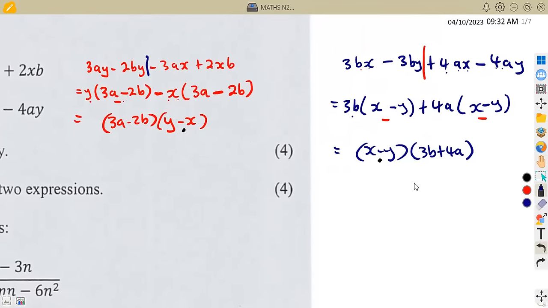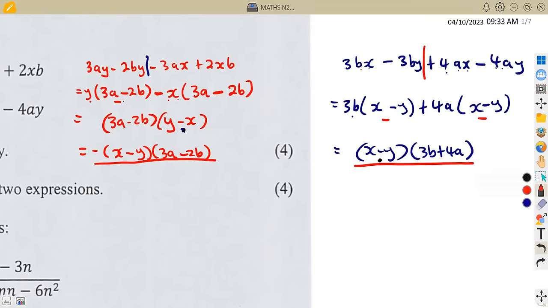So I prefer to write this as x minus y. How can I write this as x minus y? I simply factor out a negative. So the moment we factor out a negative like this, this is going to be a positive x, and y is going to be a minus. And that means we've got 3a minus 2b like this. All right, so that means we can leave our final answers in this manner.